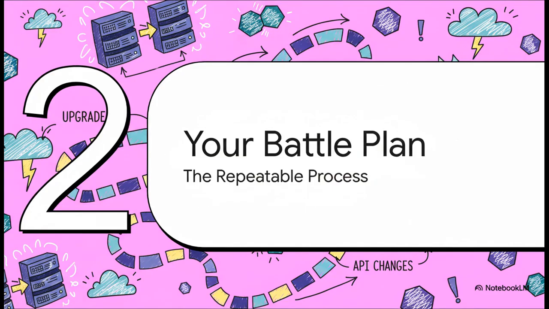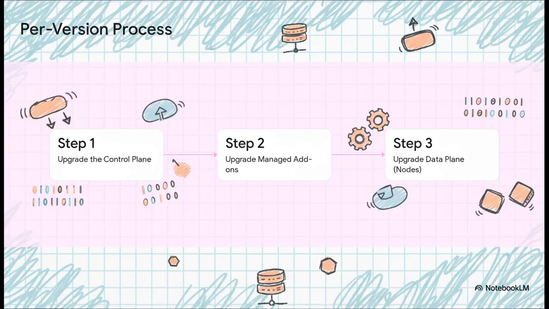Okay, so how do we actually tackle this, one version at a time? Well, it all boils down to a pretty simple 3-part battle plan that you're just going to repeat for every single version hop. For each and every jump, 1.31 to 1.32, 1.32 to 1.33, and so on, you're going to follow this exact sequence. First, you upgrade the brains of the whole operation, the control plane. Second, you update the essential managed add-ons, things like CoreDNS and kube-proxy. And third, you upgrade the data plane. That's your worker nodes where all your applications actually live. You just rinse and repeat that loop 3 times and boom, you're at 1.34.